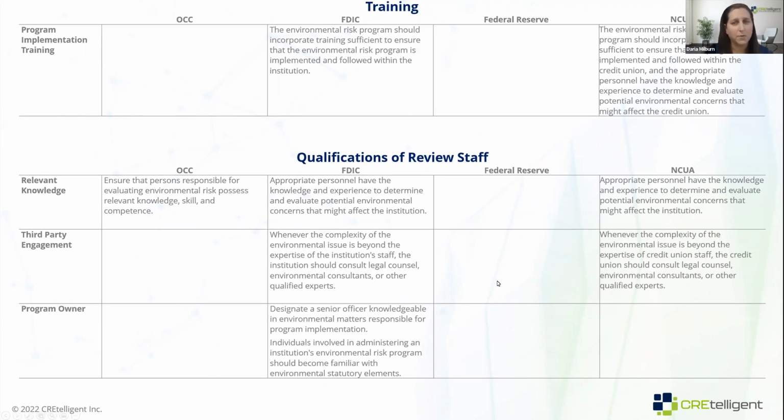The OCC and Federal Reserve don't really come out and say much about it, but the FDIC and the NCUA following behind do state that if you don't have staff with adequate qualifications to interpret the data that you have in front of you, you should be seeking legal counsel, environmental consultants, or other qualified experts to advise you on what you're looking at. So that may not be on every report, but that could be on a few that come back, some phase ones that may come back kind of hairy, even some database reports that are difficult to interpret. If you're having difficulty understanding and you have to do a lot of research yourself to even get to the point where you're understanding it, it's best to bring in a professional that can help advise you.